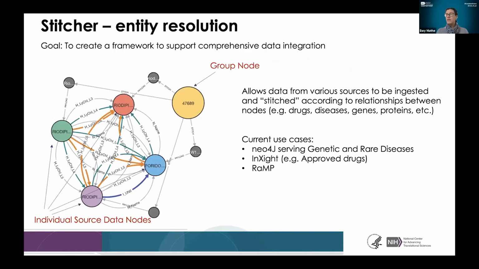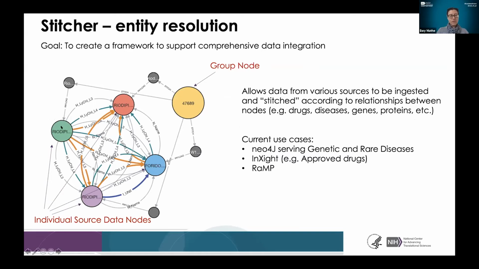I want to talk a little bit about how we integrate the different resources. For this, we use a tool that we call Stitcher, which is an entity resolution tool. The idea is to create a generalized framework to support comprehensive data integration. Stitcher is used beyond RAMP, and it's also used in some of our efforts in genetic and rare diseases, and also Inxight, which has a lot of information on FDA approved drugs.